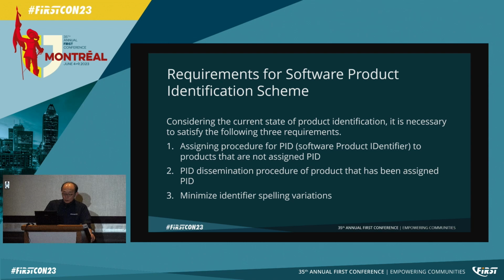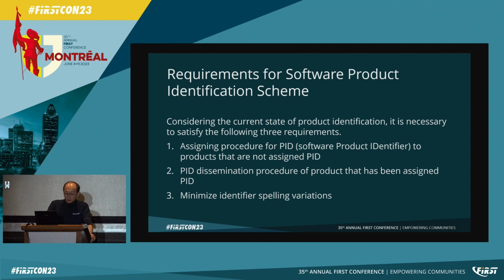When it comes to a software product identification scheme, there are specific requirements that need to be met concerning the current state of product identification. These requirements aim to enhance the efficiency and effectiveness of the identification process. The following three requirements are essential.